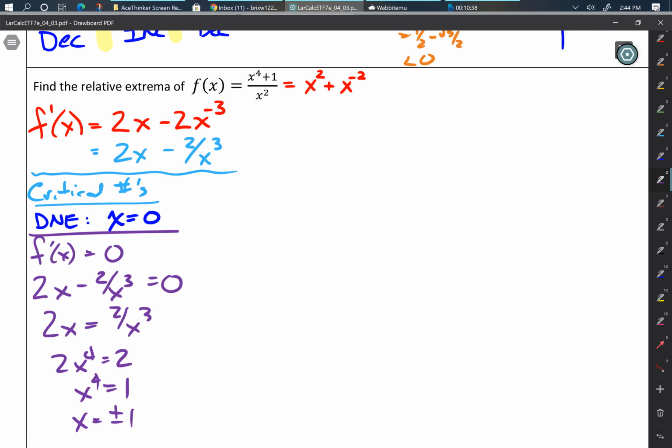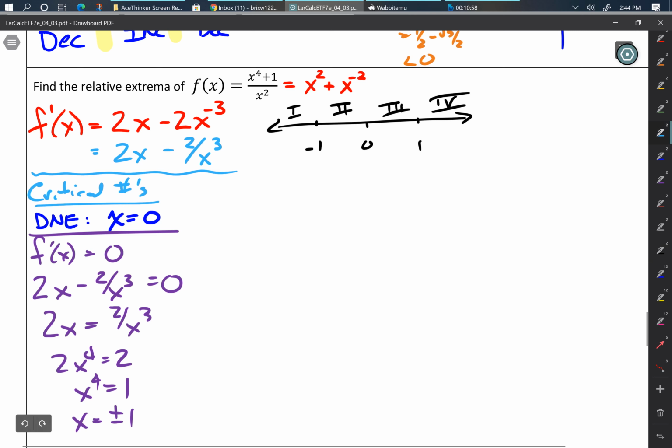So I'm going to draw out my number line, place my critical numbers on the number line. That's going to give me 1, 2, 3, 4 intervals to test because I have 3 critical numbers, breaking that number line up into 4 pieces. Right? I'm going to test each one of them. For interval number 1, I'm going to pick x as negative 2. Sound good? What's the value of the derivative when x is negative 2?